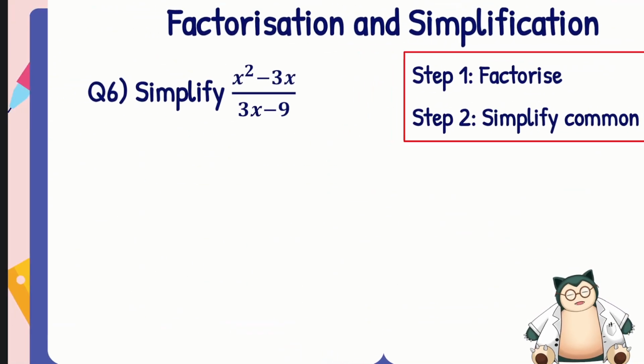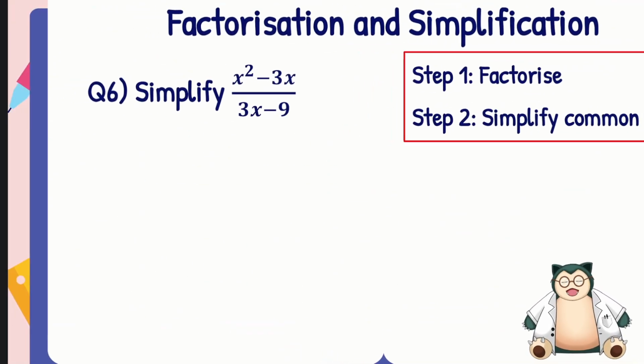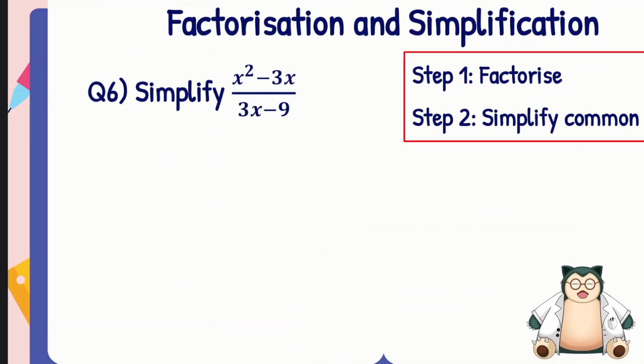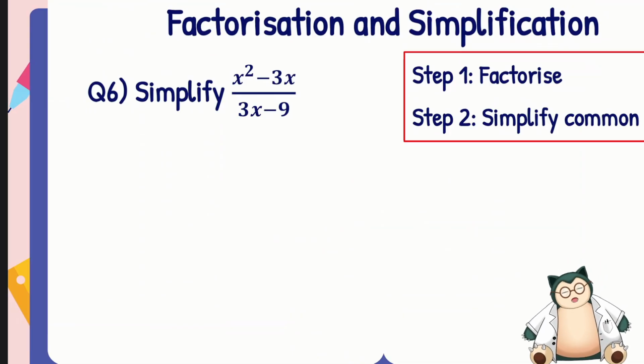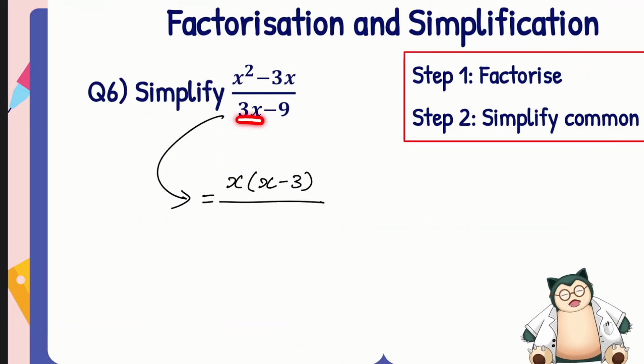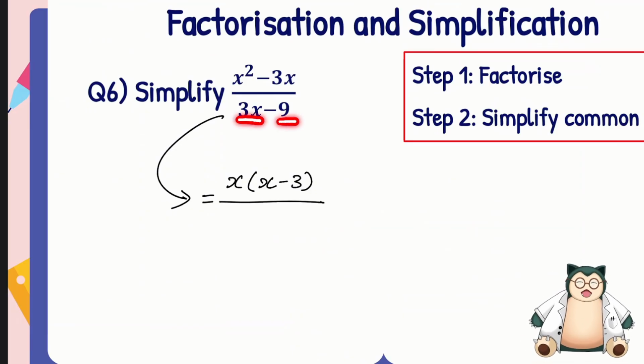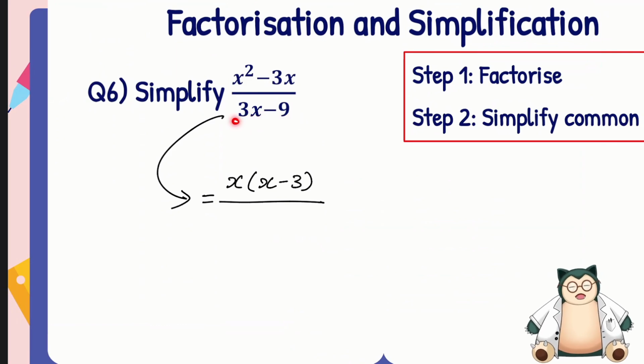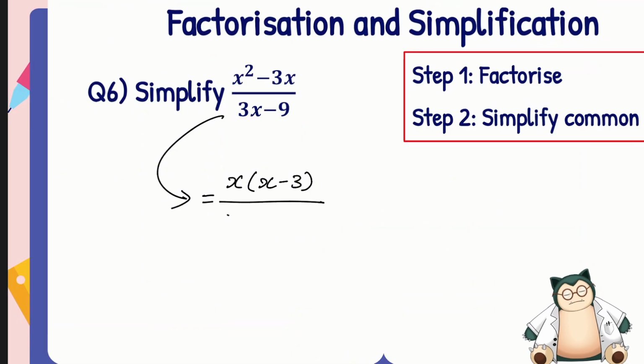Now, question 6. Question 6 is just a little higher level. We factorize both the numerator and the denominator. In the numerator, we can factorize out x to get x times (x minus 3). In the denominator, we get 3x minus 9. There are no common terms in terms of the algebraic term x. However, there's a common term when we compare the numbers, the coefficient and the constant, 3 and 9. So we can factorize out 3, and what we are left with is 3 times (x minus 3).